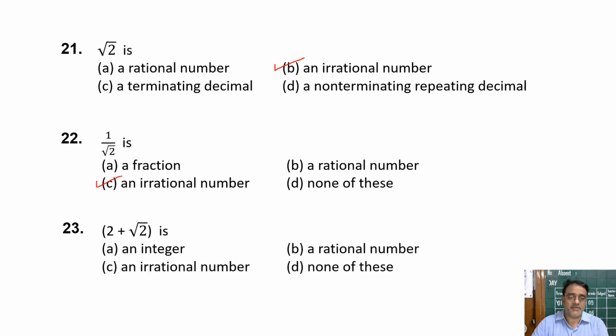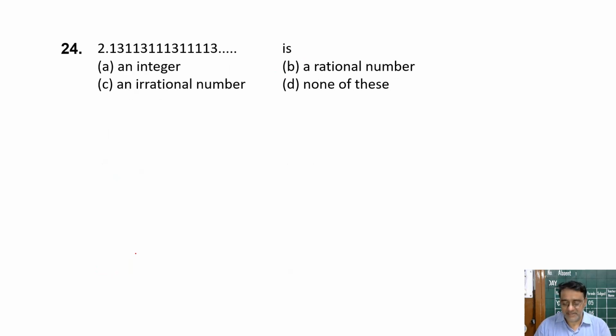What is the correct option? It is an integer or rational number or irrational number or none of this. Irrational number. Right. Okay, so now we are moving toward question number 24. ये भी छोटा question है. 2.13, 113, 1113, 11113 and so on. It is an integer, a rational number or irrational number or none of this. Irrational number. Yes, very good.